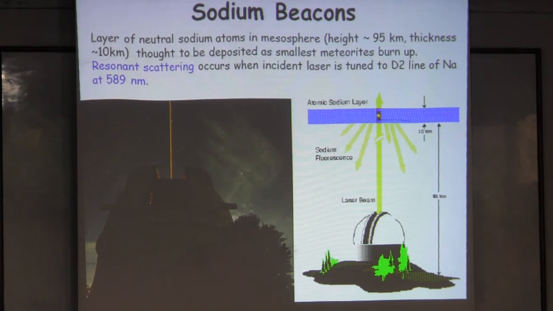Now, I can tell you exactly why, there are some theories about deposition from meteorites and whatever. Yes, but there are also some variations with season which are independent of the meteorites. Okay. In any case, we shoot up a laser, a narrow frequency laser that is tuned to this resonance line of sodium at 589 nanometers, and then we get resonance scattering at this altitude of 95 kilometers. First thing is the layer, of course, has some finite extent, something like 10 kilometers. But okay, you do that, and then you have a star produced here by resonance scattering. The rest is you can observe it.